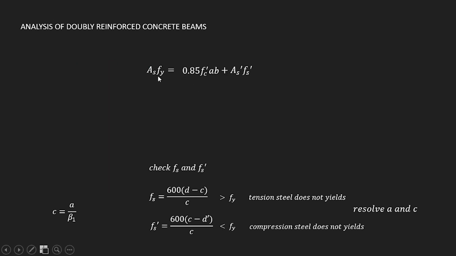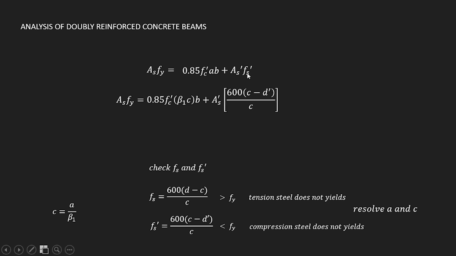So yung gamitin natin, for AS times Fy pa din, kasi nag-yield yung tension natin. Pero for AS prime natin, this time, yung gamitin natin is Fs prime. Kanina, gumamit tayo ng Fy kasi nag-assume tayo ng Fs prime is equal to Fy. Galing lang yan sa C equals T natin, or T is equal to Cc plus Cs. So, gagamitin lang natin itong formula only if our compression steel does not yield.